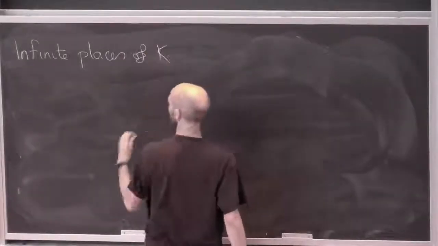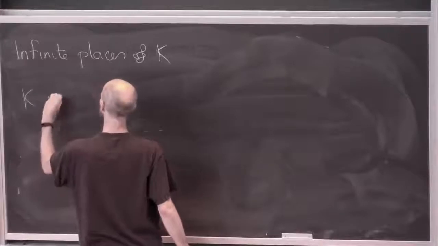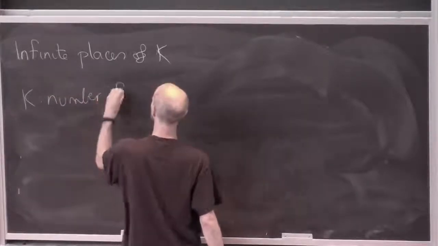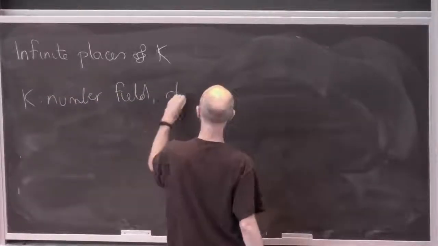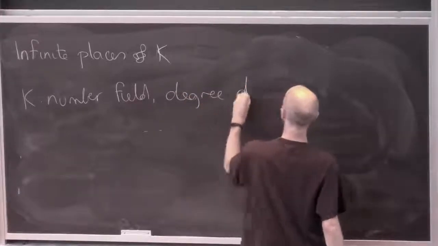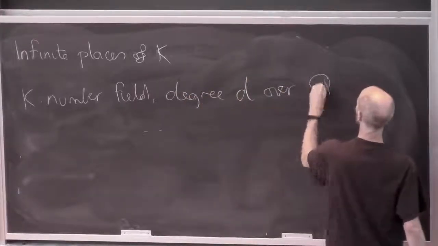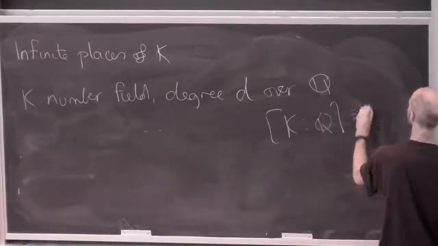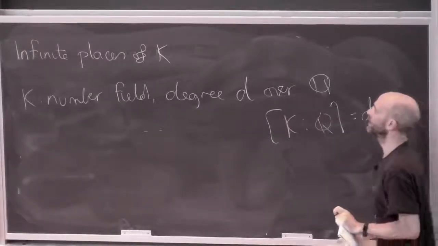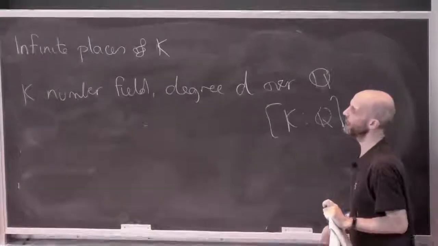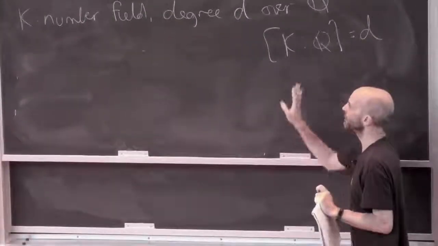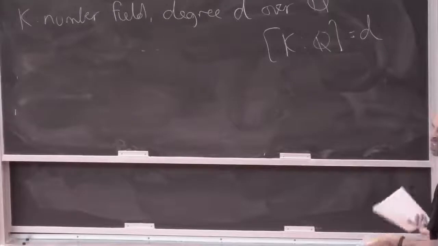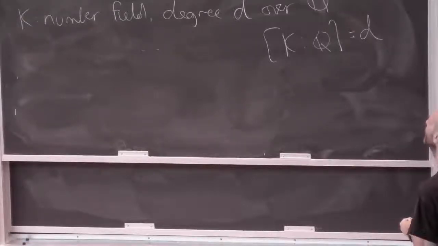Okay. So K is a number field, of degree D over Q. So K over Q is D. Sometimes, this is one of the places where if you stick to Q, then you might miss some subtleties. So here, maybe you want to really consider K as a random number field, you know, Q root 2 or something. You want to expand your horizons beyond Q for adeles.